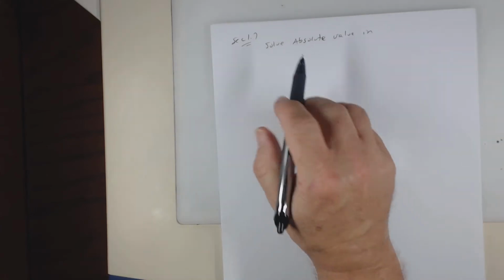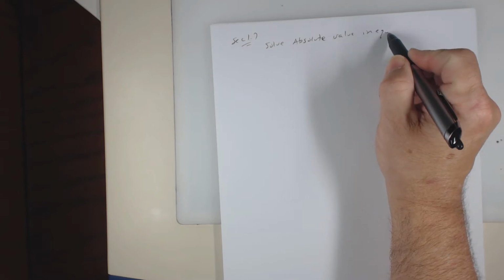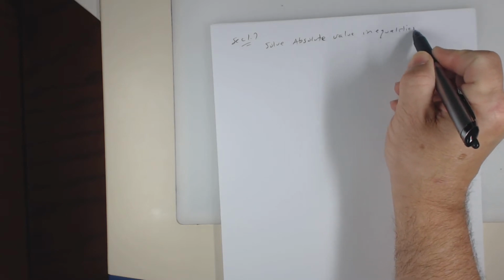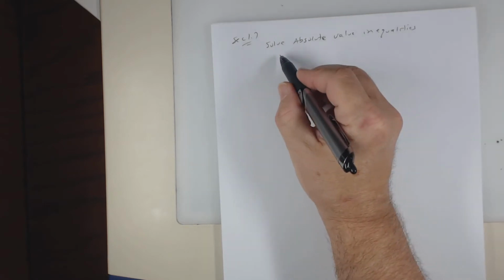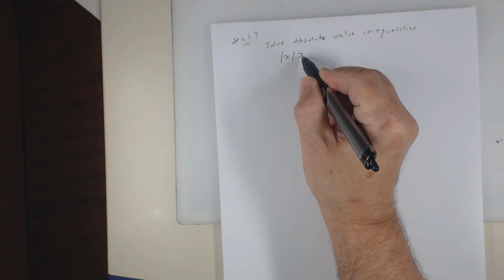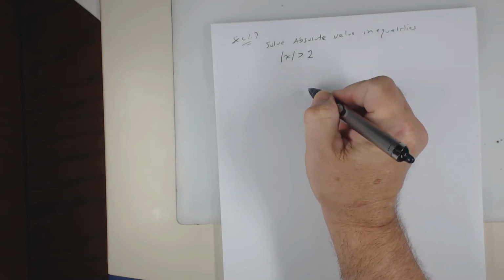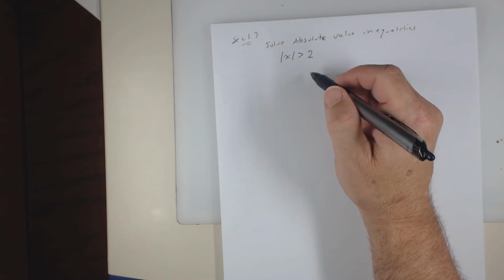So in section 1.7, the very last part of 1.7, you're going to solve absolute value inequalities. Now, there are two kinds of inequalities you're going to deal with. One's going to say something like this: the absolute value of x is greater than, let's say, 2. And it could be greater than or equal to. It doesn't matter, but greater than.